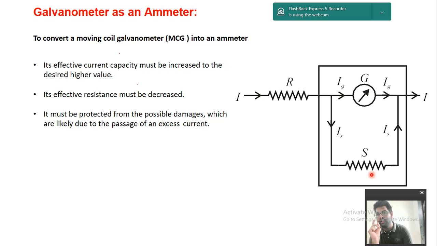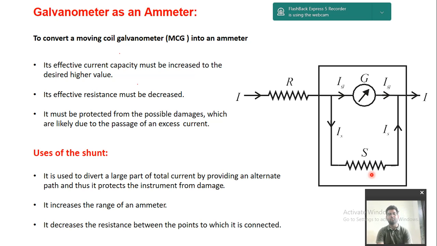Initially only 1 milliampere of current could be taken. Now I can take 10 milliampere of current, and out of 10 milliampere, 1 milliampere will pass through my galvanometer and 9 milliampere will pass through the shunt. Okay. So the use of a shunt is to divert a large part of the total current, increase the range of the ammeter, and decrease the resistance between the points to which it is connected. We saw how it is done.